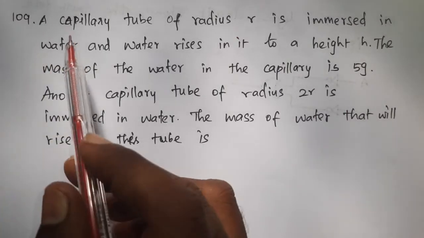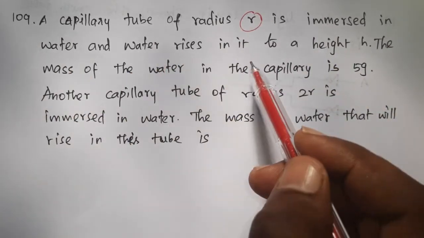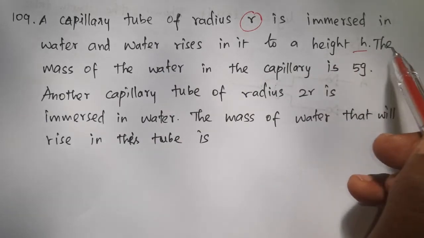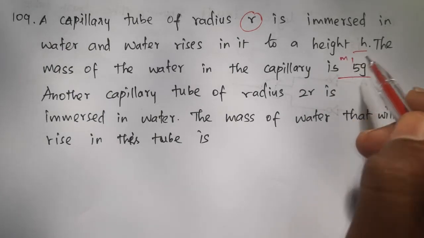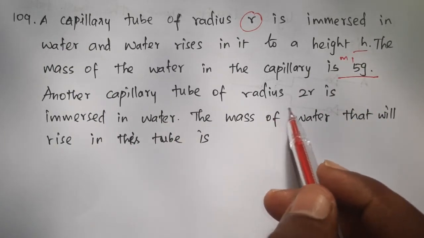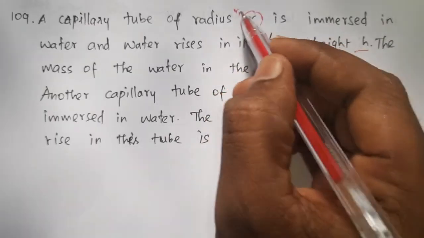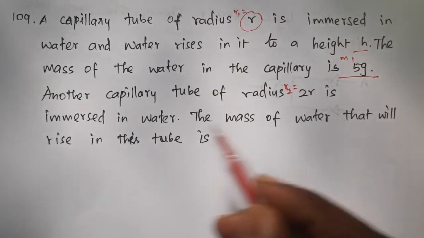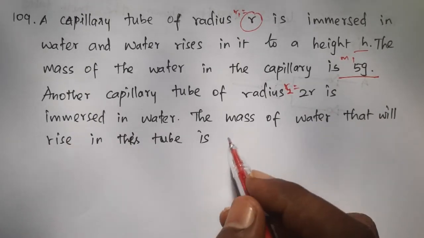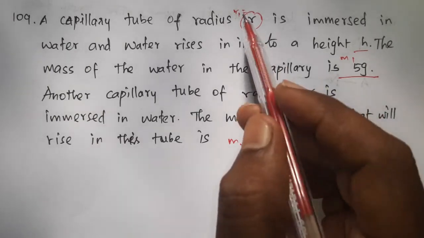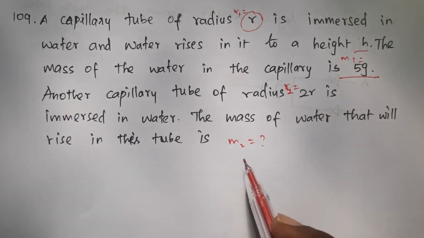Question number 109. A capillary tube of radius r is immersed in water and water rises in it to a height h. The mass of water in the capillary is 5 gram. You can take m1. Another capillary tube of radius 2r, so this one you can take r1 as the first radius and this one r2, is immersed in water. The mass of the water that will rise in this tube is m2, which we have to find out. So r1 value is r, m1 value is 5 gram. If r2 value is 2r, what is the m2 value?